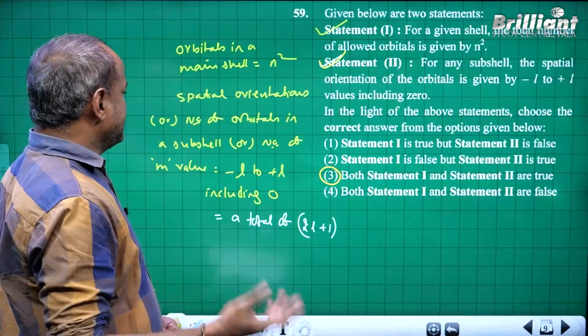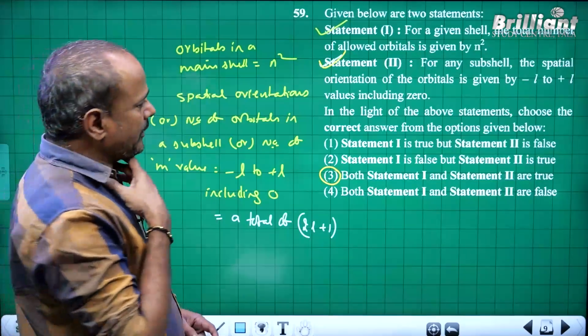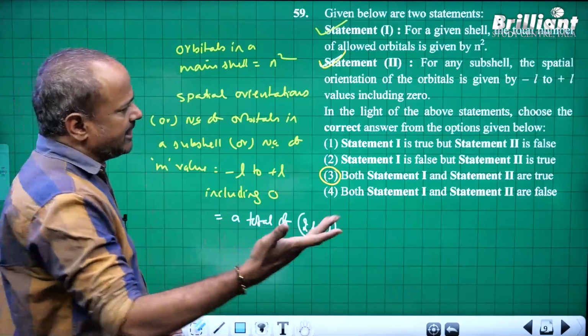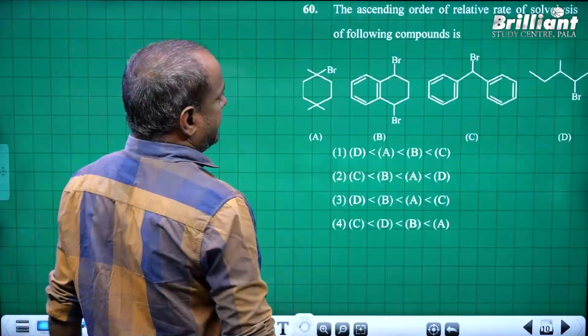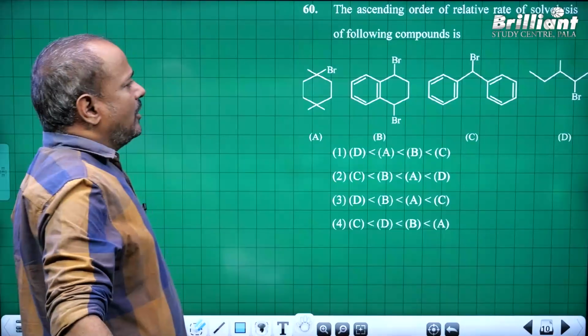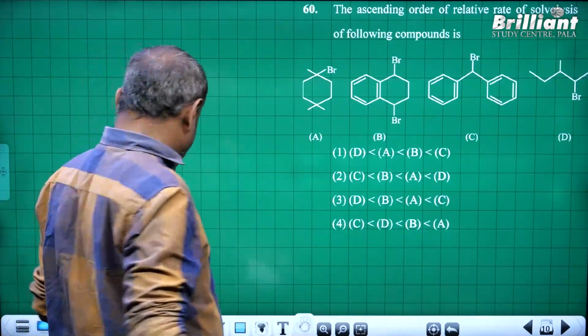Number of orientations, or number of orbitals, or number of m values, minus L to plus L: total values are 2L plus 1. The total is not given, just the range is given, that is minus L to plus L including 0 values. Correct. Next, ascending order of relative rate of solvolysis.